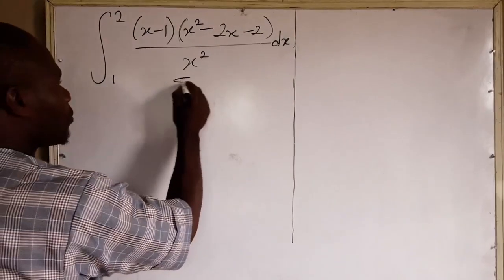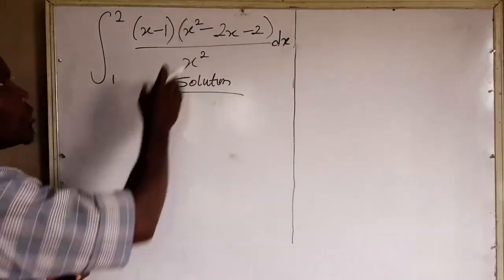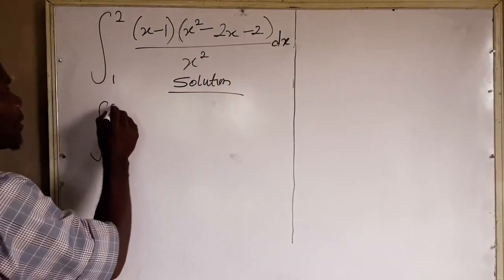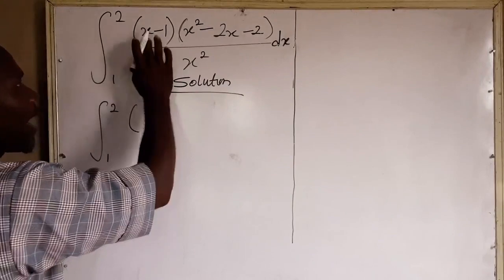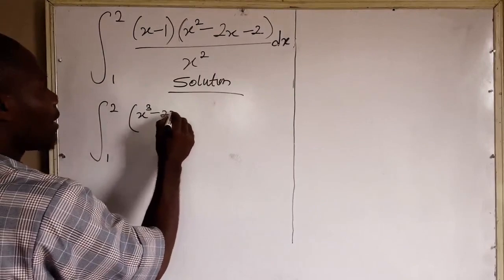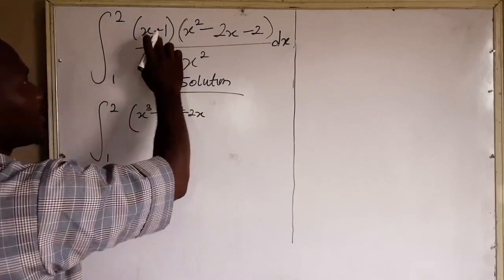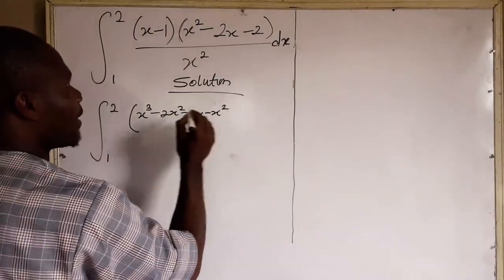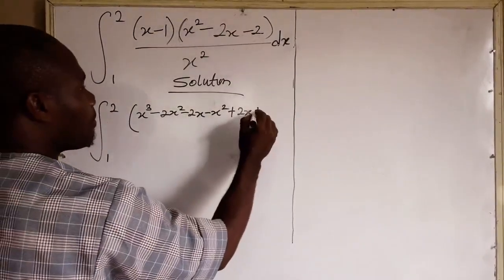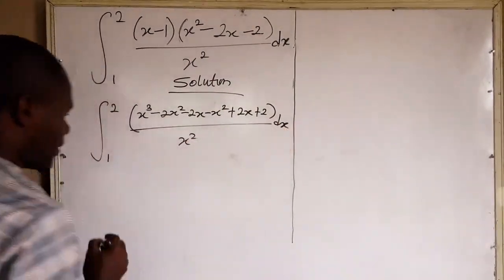In solving this question, the first thing you are going to do is expand this equation to have the integral from 1 to 2 of x times x, which will give us x cubed, minus 2x squared, minus 2x, minus 1 times this, minus x squared plus 2x plus 2, all divided by x squared dx.